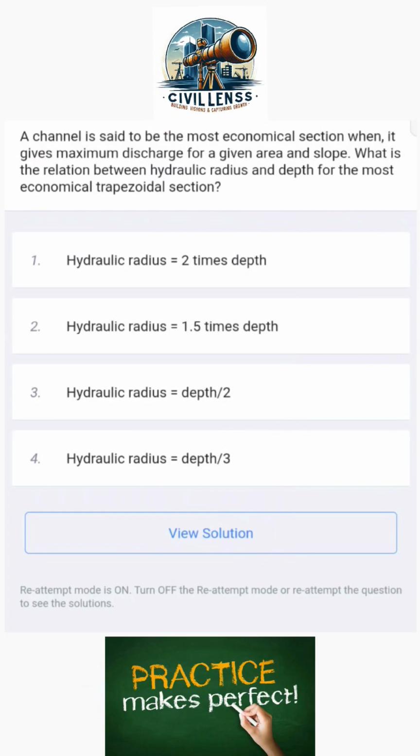Next, a channel is said to be the most economical when it gives maximum discharge for a given area and slope. The relation between the hydraulic radius and depth for the most economical trapezoidal section is equal to D by 2.